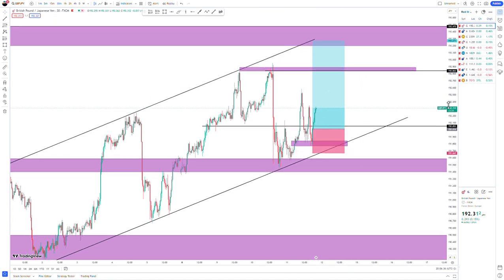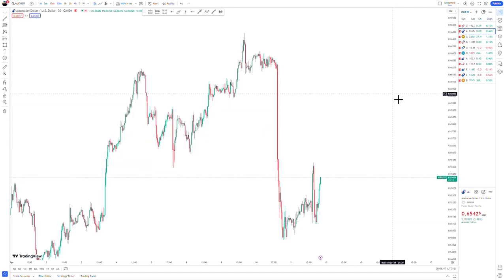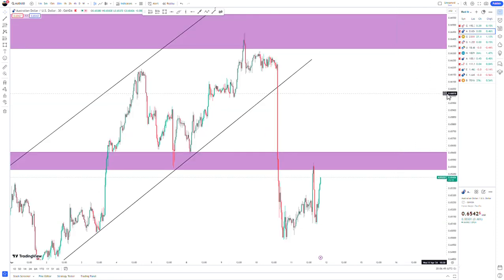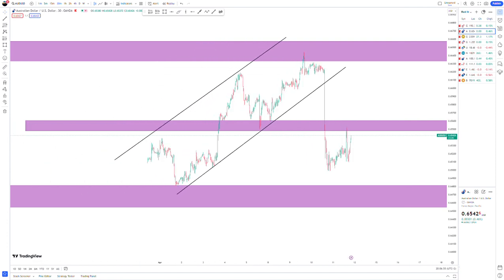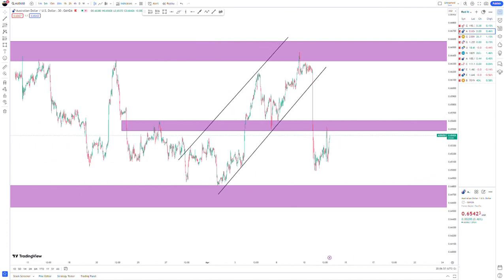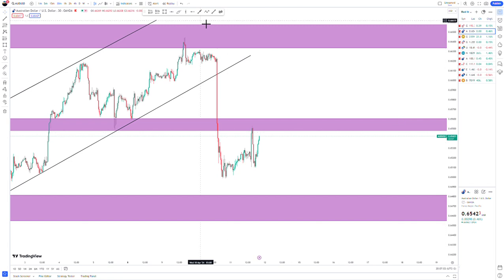So this is GBPJPY. We'll keep on looking at it. And secondly, I want us to look at AUD/USD, which is a pair that I was looking at in my previous video. If you check my previous video, now I see a very interesting movement on this pair. From my previous video, I said if price happens to give me a retest from this area to this area, then I'm going to be looking for sales.